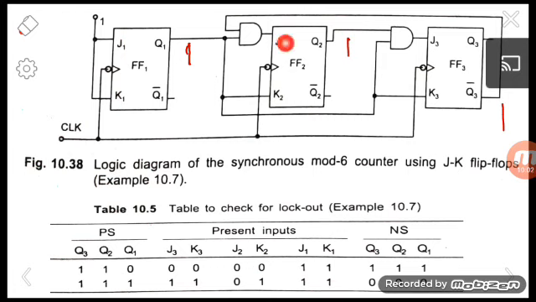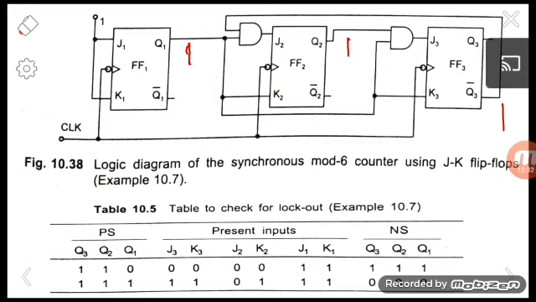And what will be J2 and K2? Here Q1 is 1. The other input is coming from Q3 bar. Here Q3 is 1, so Q3 bar will be 0. So 0 comes here, so J2 will be 0. And what will be K2? K2 is the same as Q1. Here Q1 is 1, so K2 will be 1. So J2 and K2 will be 0 and 1.